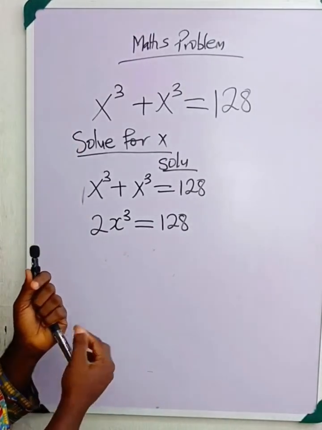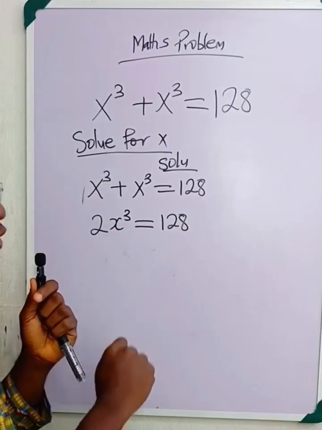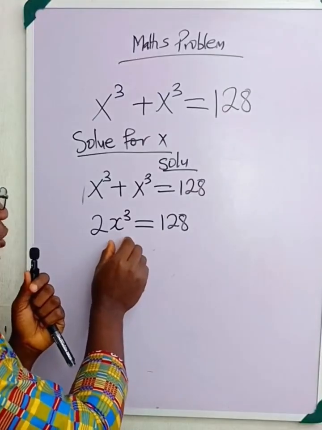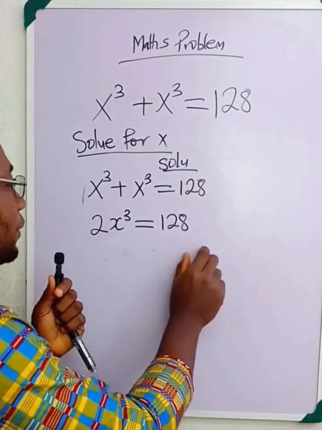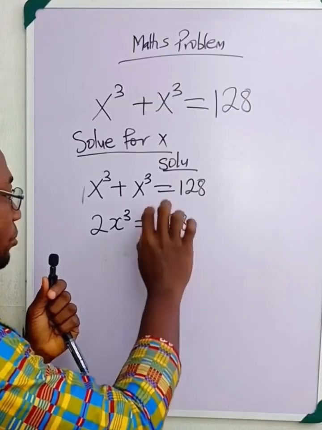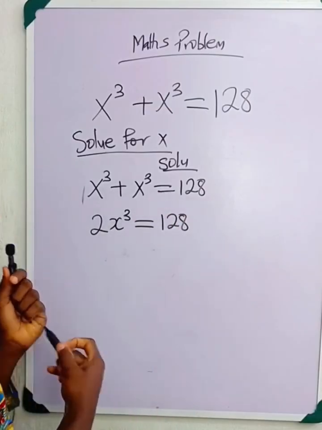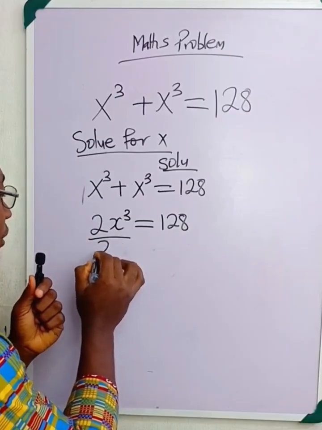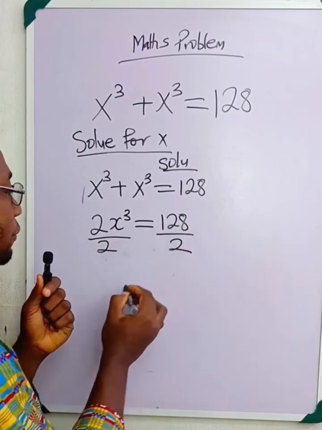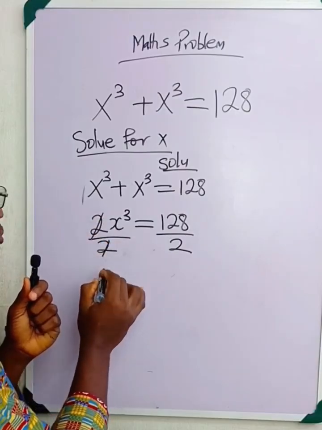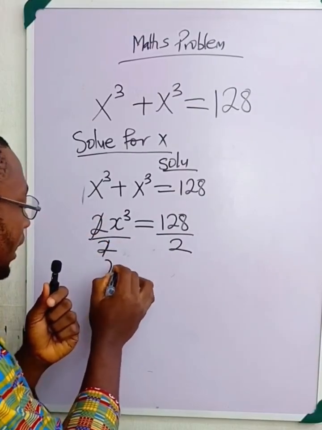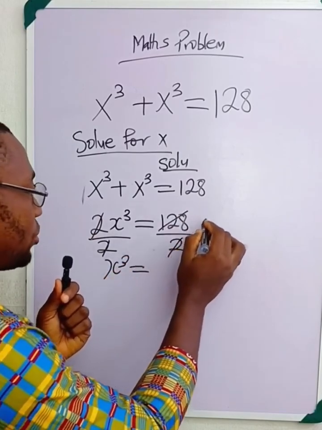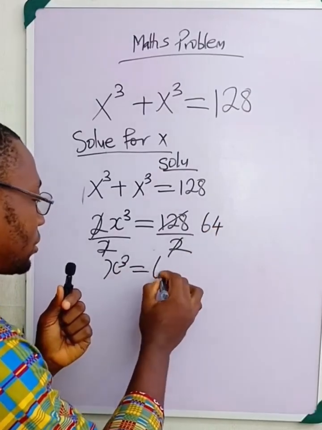So the next thing now is to make x raised to the power 3 the subject of formula. By subject of formula, let x raised to the power 3 stand alone and every other thing go the other side of the equation because this is an equation. We will now divide both sides by the coefficient of x raised to the power 3, which is 2. Are you following? 2 can cancel 2. What do we have left? X raised to the power 3 equals 128 divided by 2 will give you 64 equals 64.